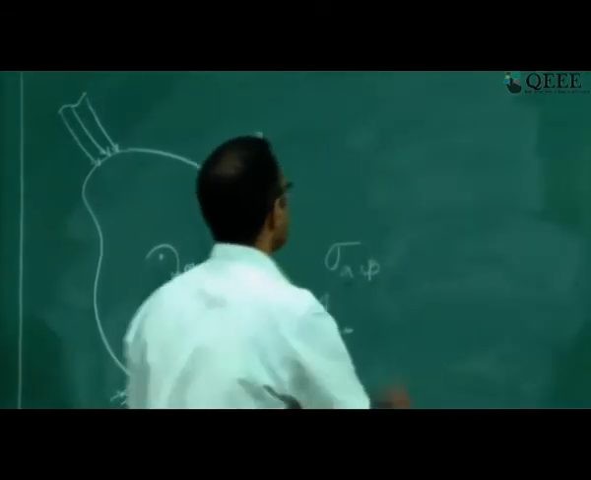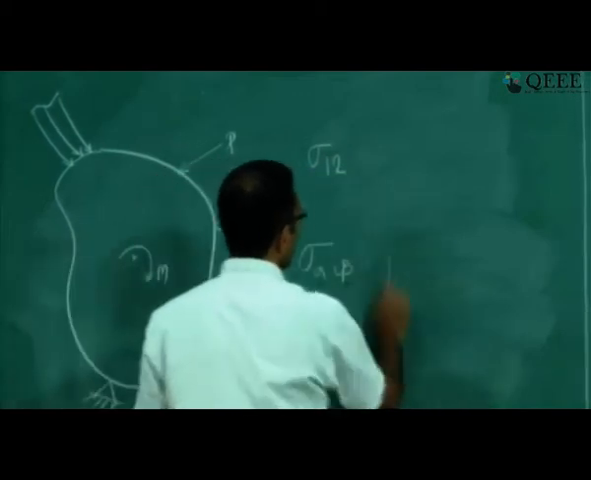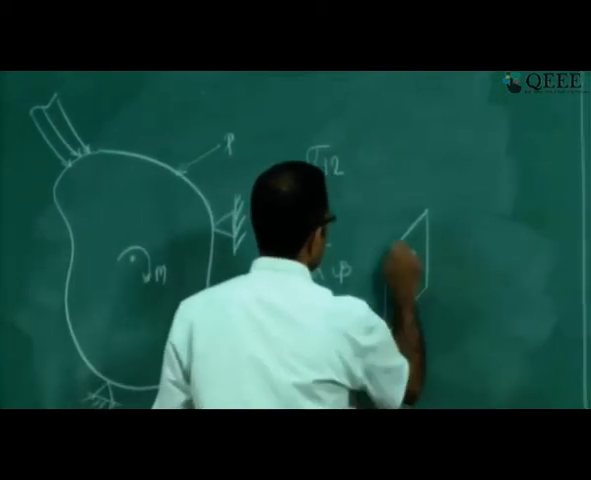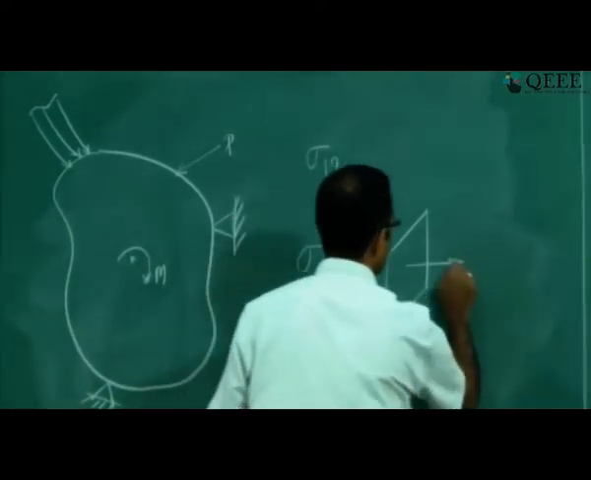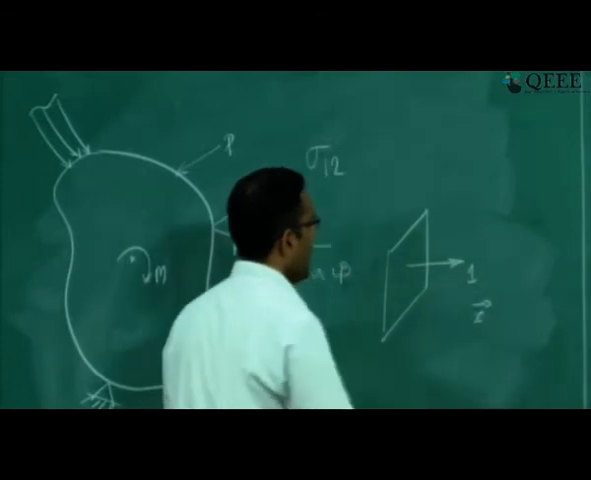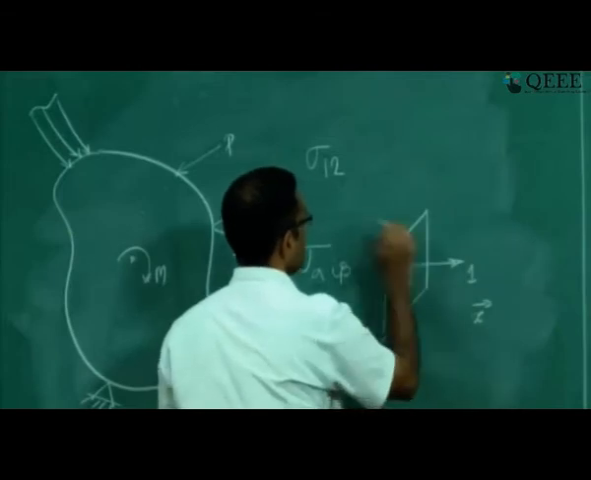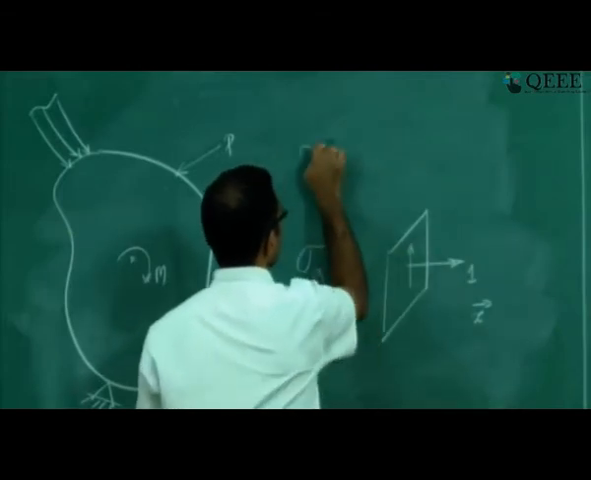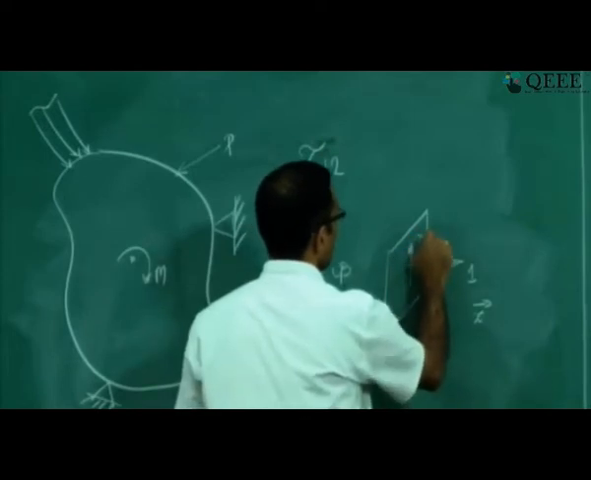So if I say sigma 1, 2, what that essentially means is, 1 is basically the plane. So this is one direction. 1 means say the x direction, and 2 means it is the y direction. So I should not use the symbol sigma here, I should use the symbol tau to represent shear stress. So this will be tau 1, 2.